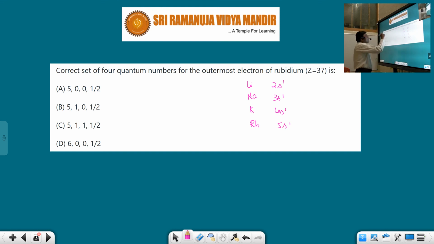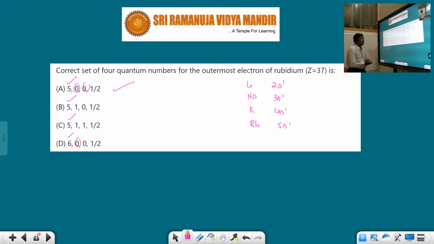So n is 5, this is right. In all cases 5 is there. Yes, l means it is 0. So it is 0, so it is the right answer, because the remaining are given wrong. 6s is given, so wrong. I hope you understood. So next, this is 0, this is plus half. 4s1.